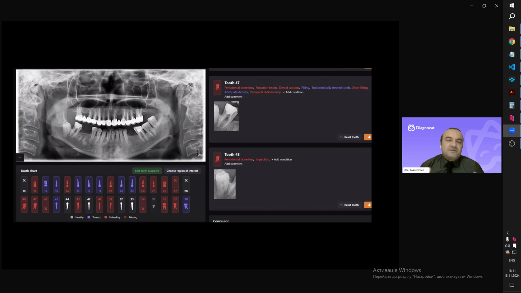Most of the time, in the molar region, especially in the mandibular molar region, we have the submandibular fossa. So because of the superimposition of the submandibular fossa, the very early beginning of periapical radiolucencies can be missed. So with the DiagnoCAT, we have the capability to diagnose them as a decision support system.